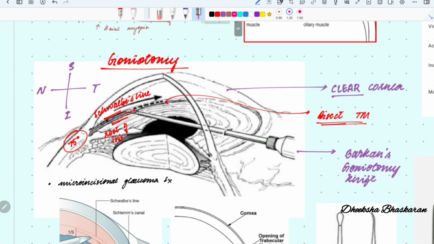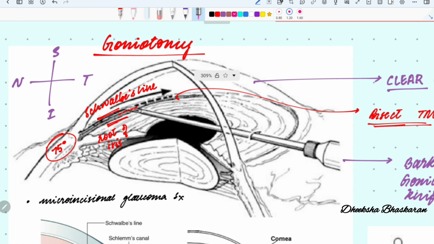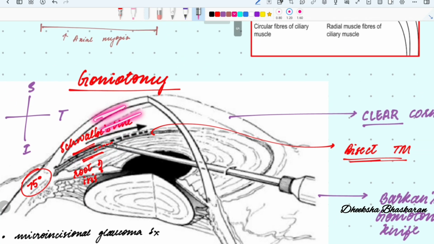To orient yourselves, this is the cornea, this is the temporal side, and this is the nasal side. The goniotomy knife, Barkan's knife, is inserted from the limbus. Limbus is basically the junction of the cornea and the sclera, right? From there on the temporal side it's inserted and it passes straight through the eye, and where you reach is the angle of the eye on the nasal side, and here it cuts between the Schwalbe's line and the root of the iris. So we'll see what this is, right?